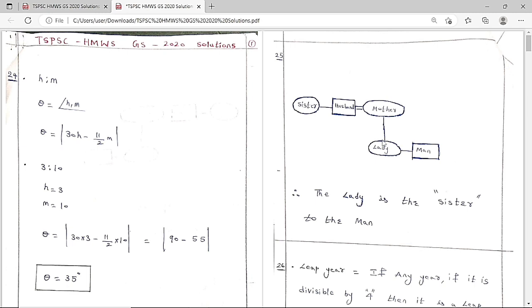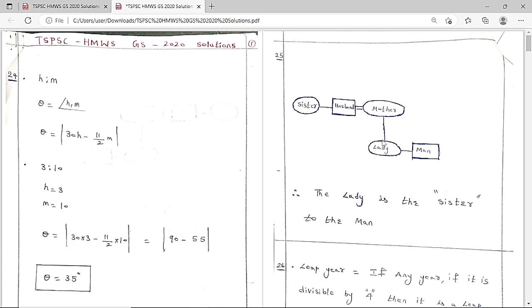Hence we can say he is a brother to this lady, and she is a sister to this person. So therefore we can say the lady is the sister of the man. This man is the brother of this lady, and this lady is the sister of the man.